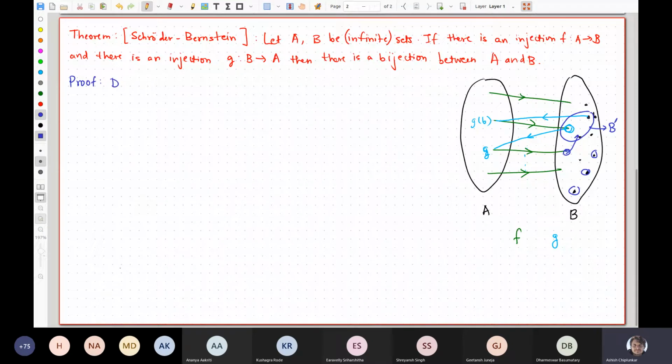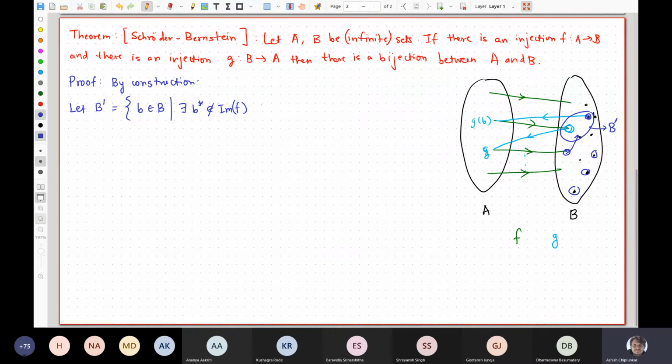First of all, this is proved by construction. We are trying to prove there exists a bijection, so we prove it by construction. So let's define the set B prime. Let B prime be the set of all b in capital B such that, first of all, there should exist some starting point b star which is not in the image of F, and so there should exist a finite length path in some sense.